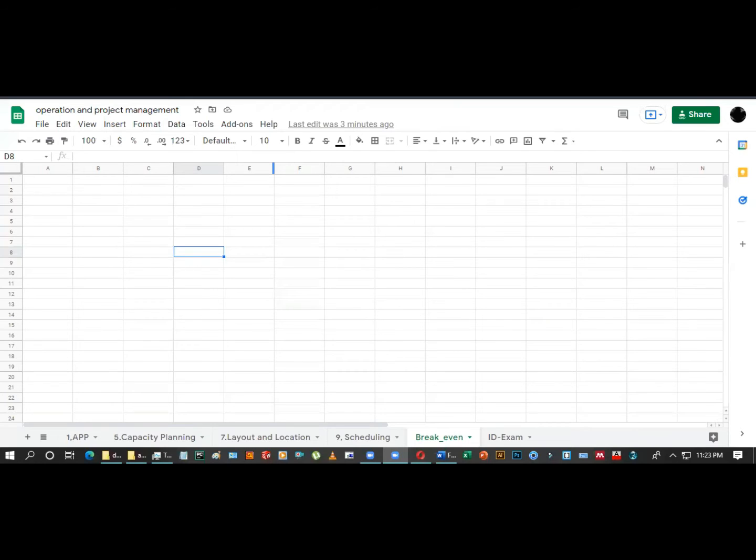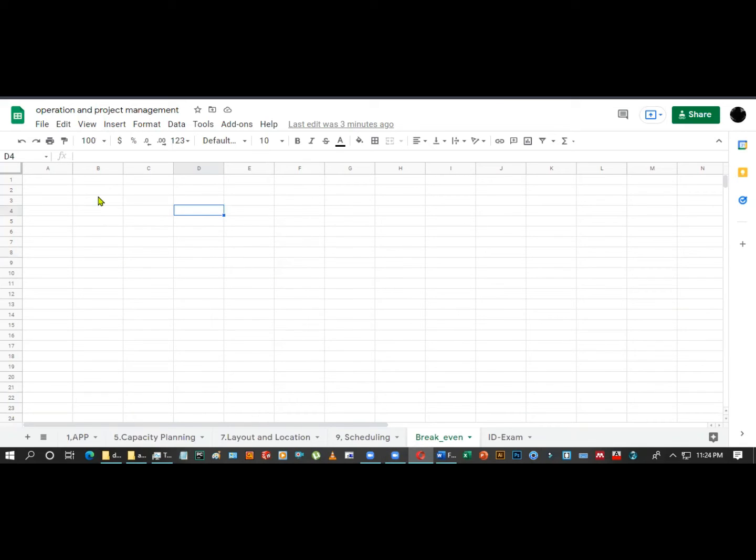Hello everyone. So today we are going to see how to determine the break-even unit by applying Google Sheet or Excel sheet. Those are both the same; all the more or less basic functions are the same in both applications.